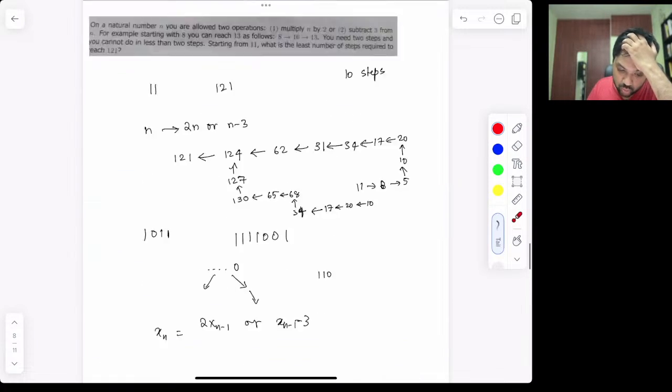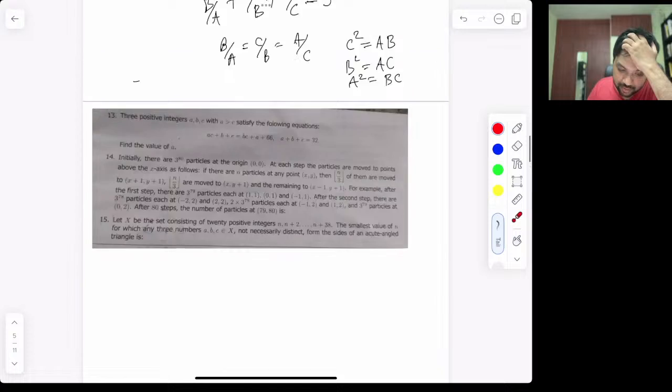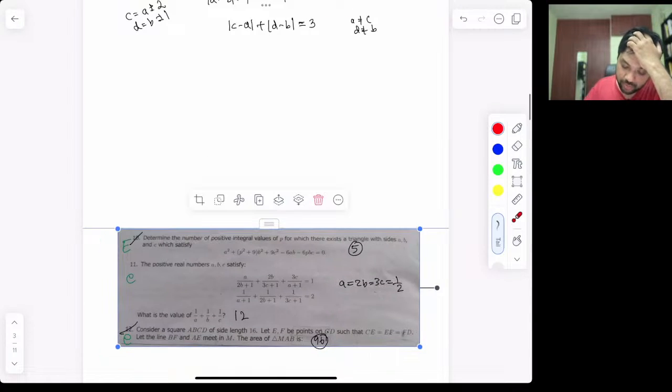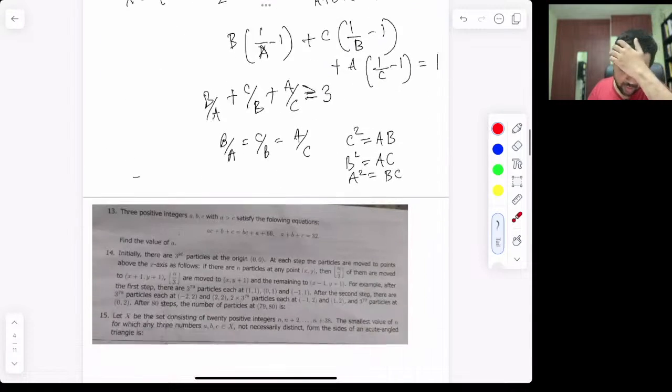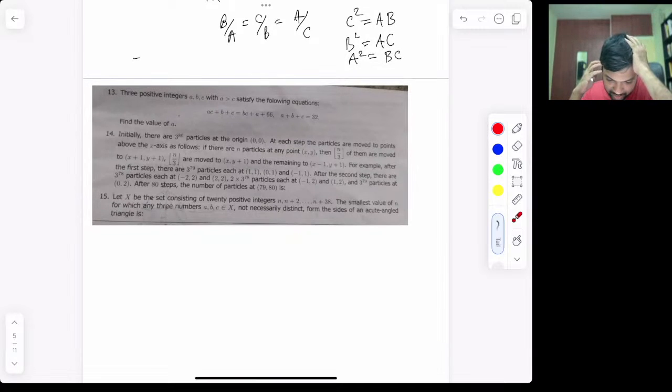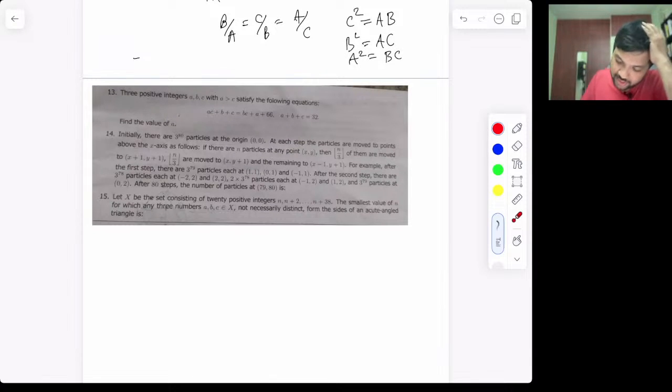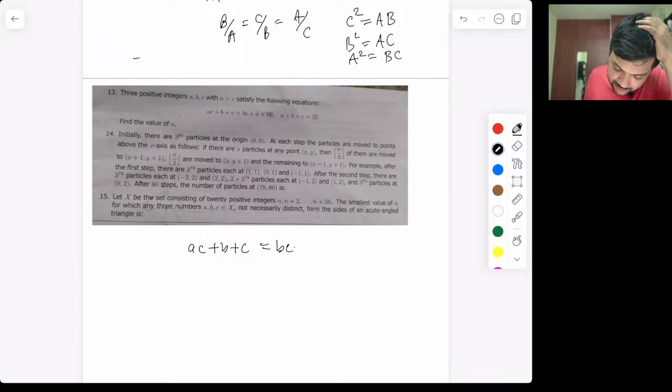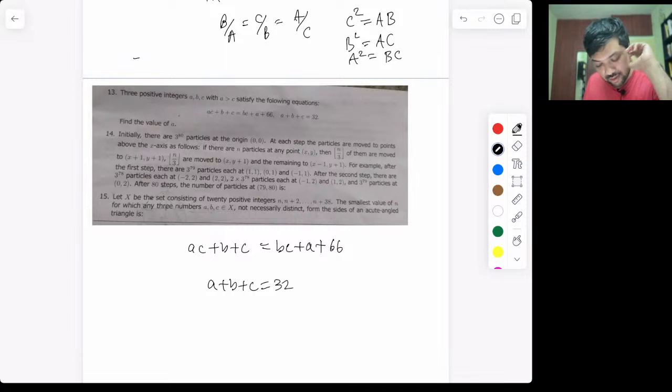Okay, so let's go back now. Okay, let's do problem 13. Maybe now it gets harder, right? Three positive integers a, b, c with a greater than c satisfy the following equations: ac plus b plus c is equal to bc plus a plus 66, and a plus b plus c is 32. Okay, so number theory, it's integers and a is greater than c. Find the value of a. We just want to find a.